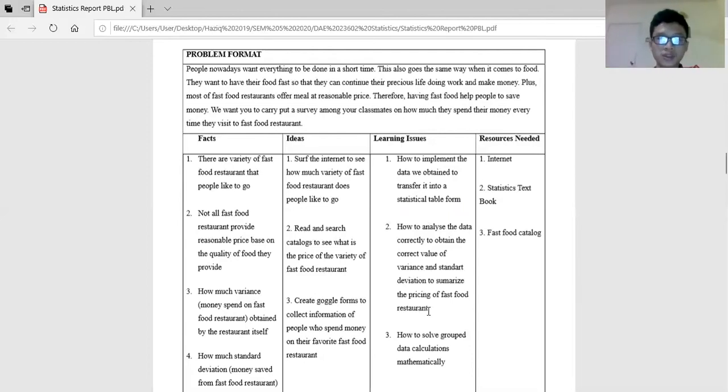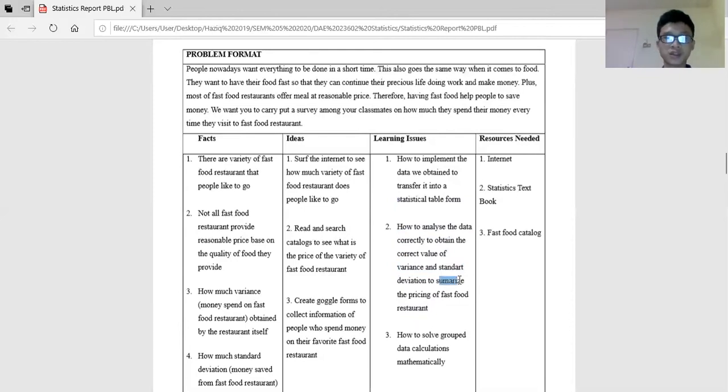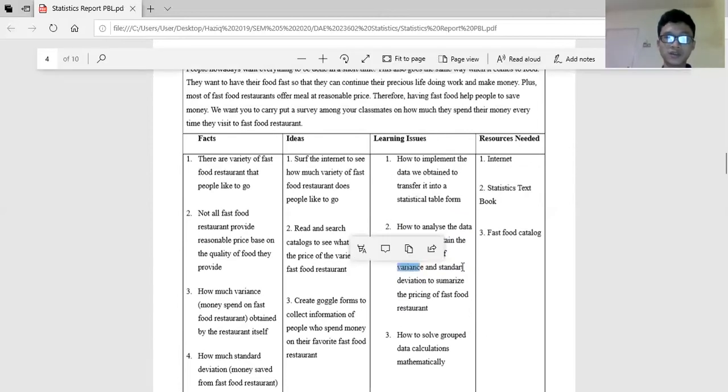And number two, learning issues is how to analyze the data correctly to obtain the correct value of variance and standard deviation to summarize the pricing of fast food restaurant. Why do I say summarize the pricing of fast food restaurant? Because variance and standard deviation are the most important things.